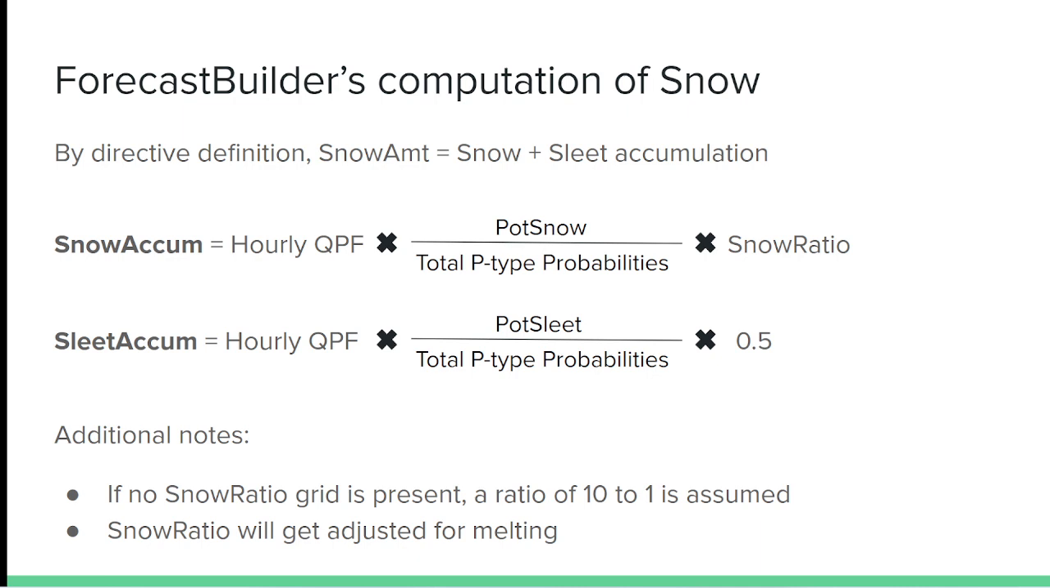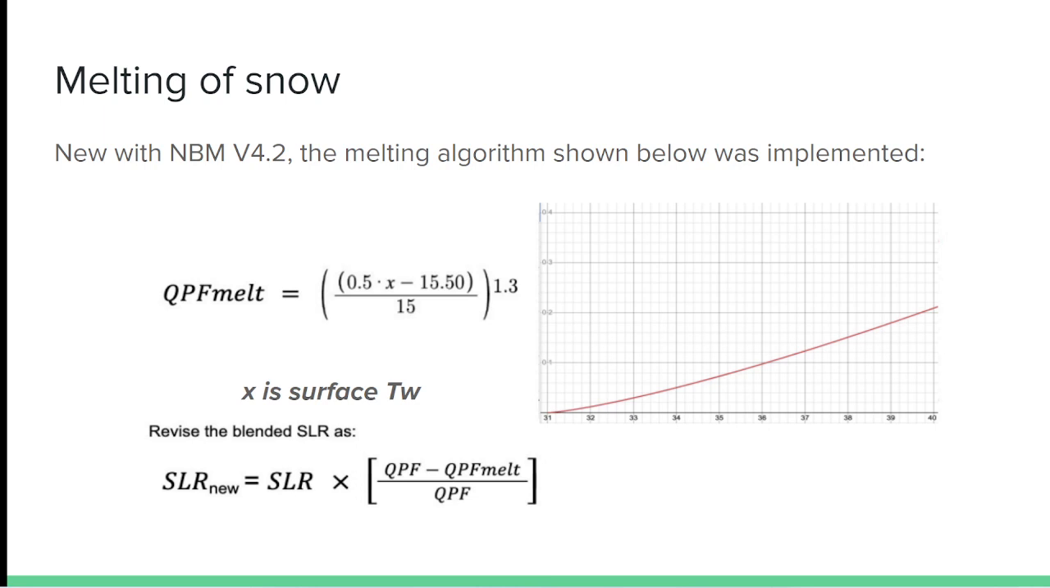Here's how snow amount is derived. Recall how QPF was split up earlier, and you can see that here with these equations. A couple of important notes. By NDFD definition, all snow and sleet accumulation goes into the snow amount grid. Second, should no snow ratio grid exist, a 10:1 ratio is assumed. And finally, snow amounts are reduced to simulate melt-in with another equation when wet bulb temperatures are warm.